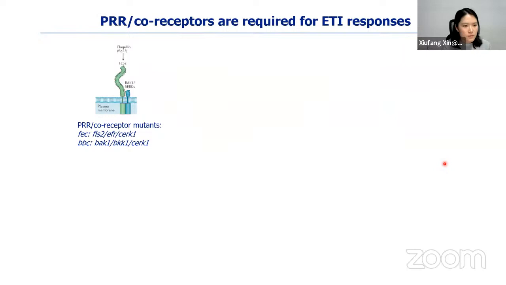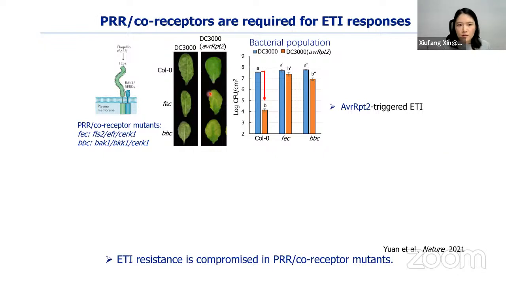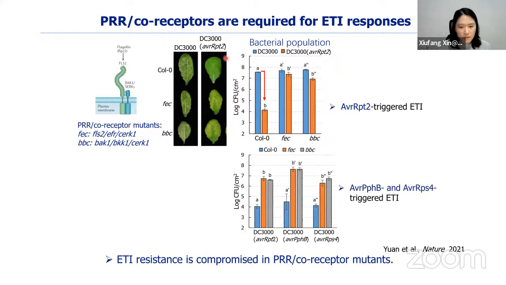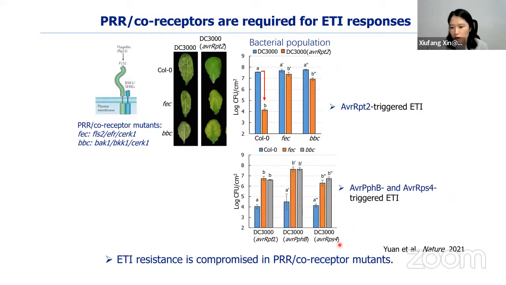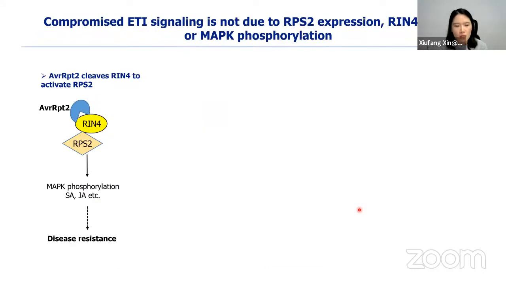Here we used a PRR mutant, in which PTI signaling is lost. Interestingly, we did a disease assay against an ETI strain. This bacterial strain carrying AvrRpt2 can be recognized by the plant NLR called RPS2 and initiate ETI. Here we can see that in Col-0, this mutant strain grows much less due to ETI resistance. However, in these FEC and BBC plants, the bacteria can multiply to a high level, suggesting that ETI resistance is compromised. We also showed that this phenotype occurred in ETI triggered by different factors.